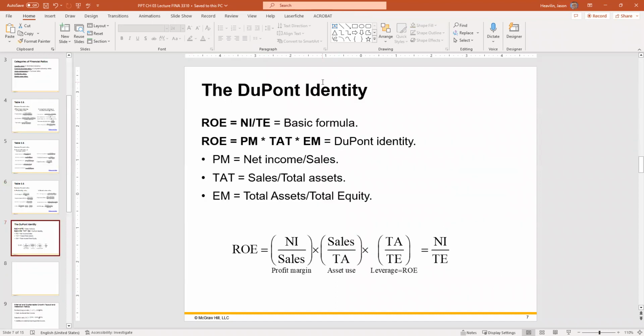Here's the same thing, the DuPont identity. Now notice you have net income over sales, sales over total assets, assets over total equity. And as we said, it still gives you net income over total equity, but you have more information. This is the leverage. This is the asset use. And this is the profit margin. That's why you got profit margin, total asset turnover, equity multiplier. So the DuPont identity is saying that return on equity equals profit margin times total asset turnover times equity multiplier. But as I said, that's the reason to expand it, you can get more information.